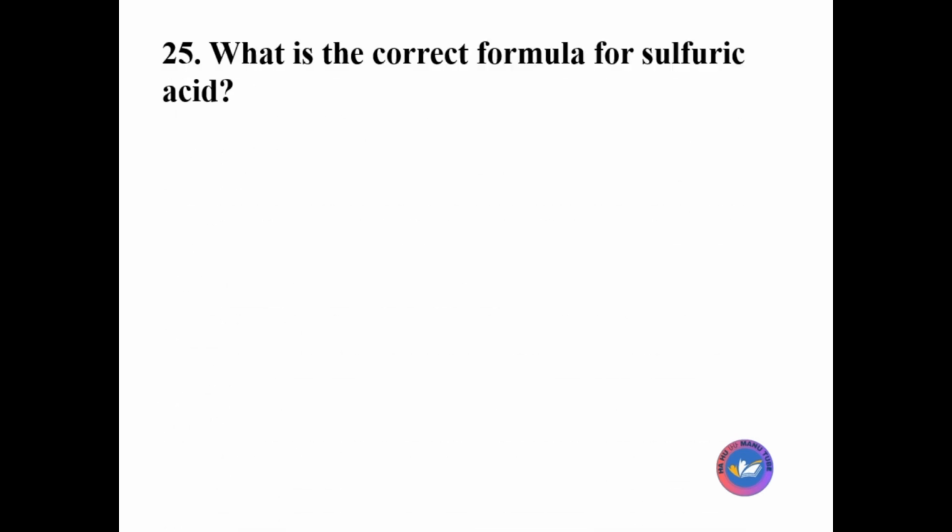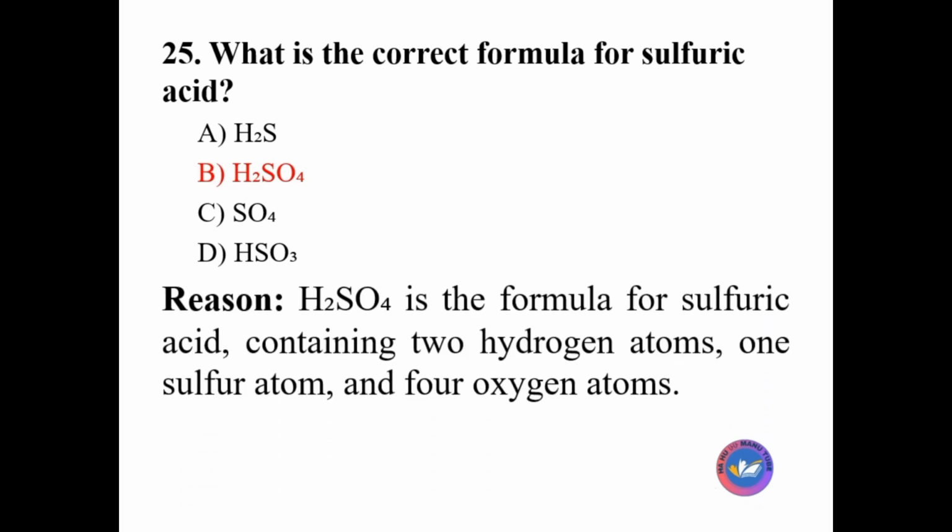Question number 25. What is the correct formula for sulfuric acid? A. H2S, B. H2SO4, C. SO4, D. HSO3. The answer is H2SO4. H2SO4 is the formula for sulfuric acid, containing 2 hydrogen atoms, 1 sulfur atom, and 4 oxygen atoms.